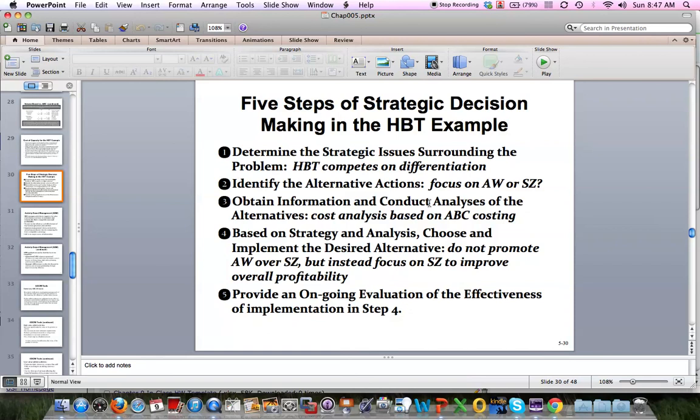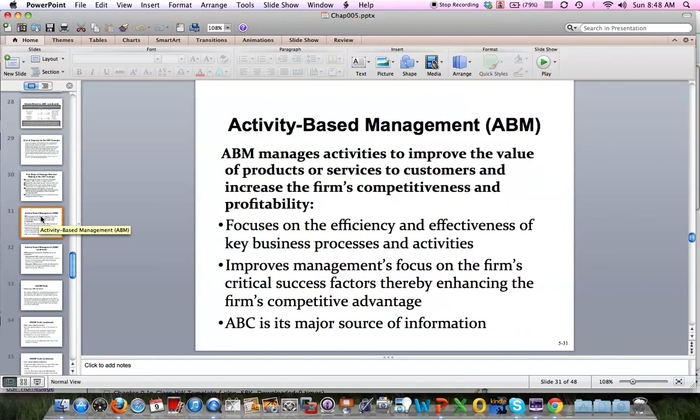We always evaluate the effectiveness of the implementation of step 4. So if we're going to make the decision just to say, keep it simple and say, oh wait, let's change our advertising to focus on SZ instead of AW, yes, we can do that, and that could be one of our choices, or we could implement a couple different things at the same time. But question 5 is just reevaluating, making sure that whatever decision we made is working, and if it isn't working, what can we do differently?